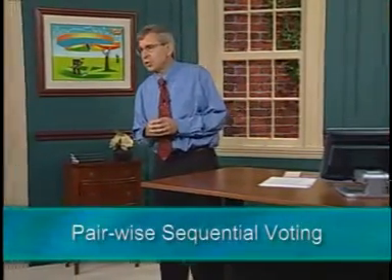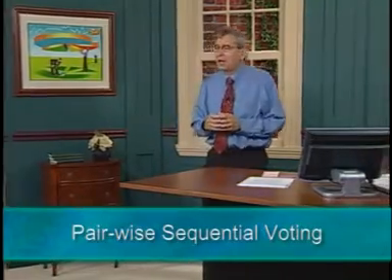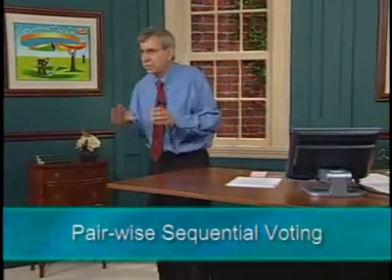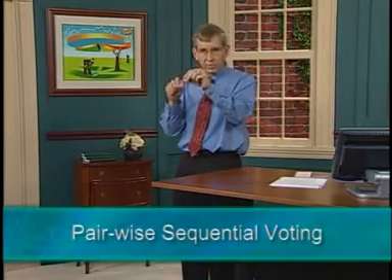Now, here's another method of voting that is called pairwise sequential voting. This is a method by which you simply take 2 of the candidates and you pair them against each other, and whoever wins then goes against the next candidate. They go against each other, and then you get to the last candidate, and whoever wins at the end wins the election.